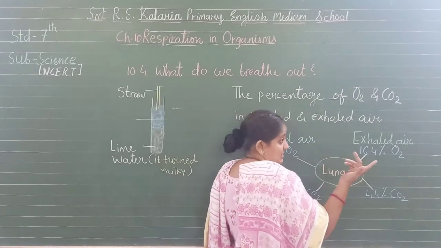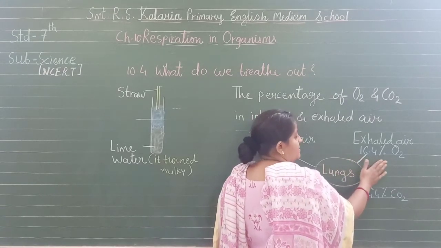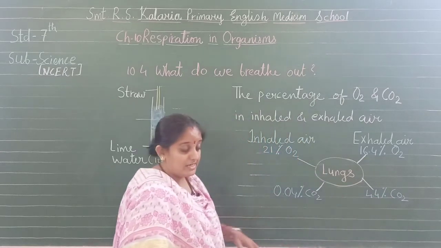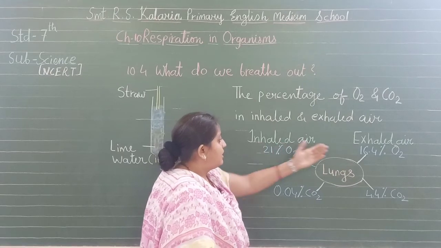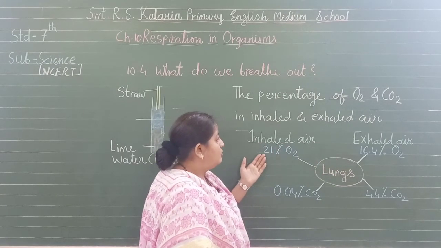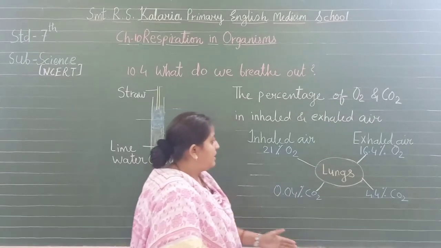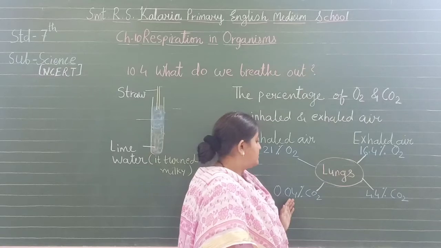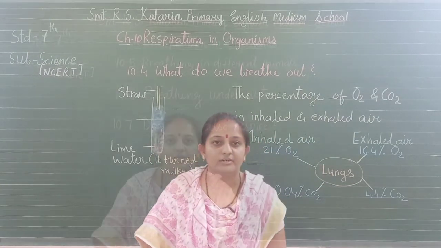When we exhale, it has 16.4% oxygen along with 4.4% carbon dioxide. This is about the lungs, showing the percentage of carbon dioxide and oxygen in inhaled and exhaled air. You can just see it over here.